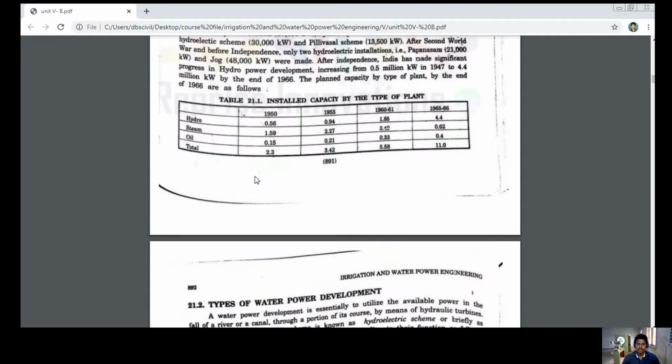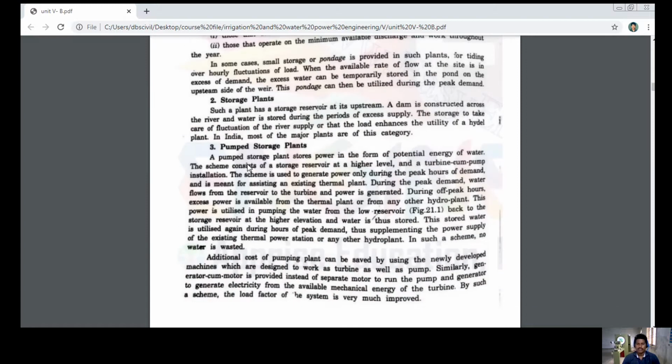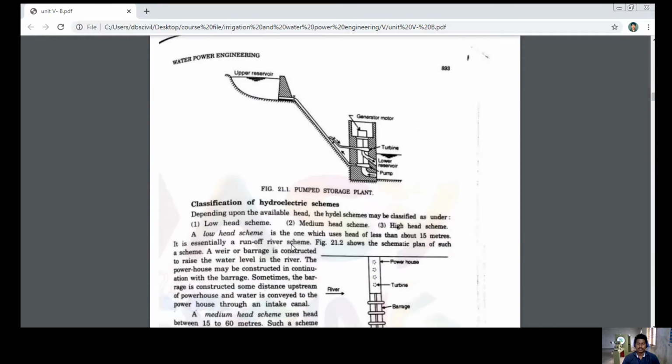And we have come across types of water power development, and the types are known as run-off river plants, storage plants, pumped storage plants, and we have studied in detail what is meant by pumped storage plant with the help of a diagram.